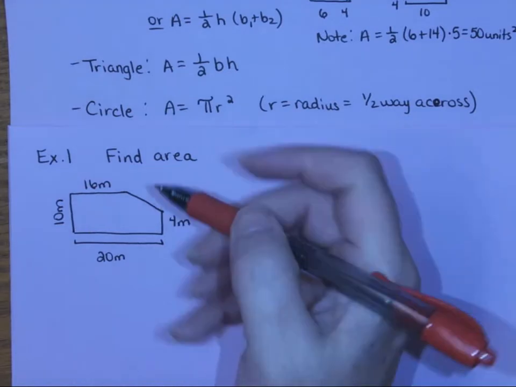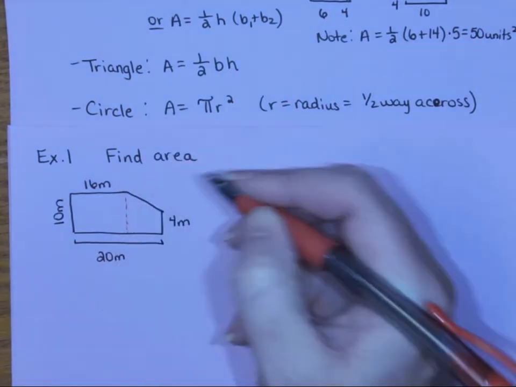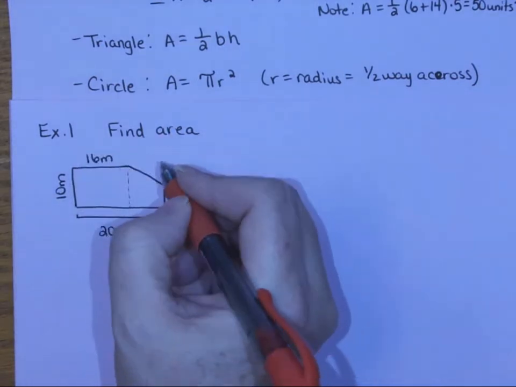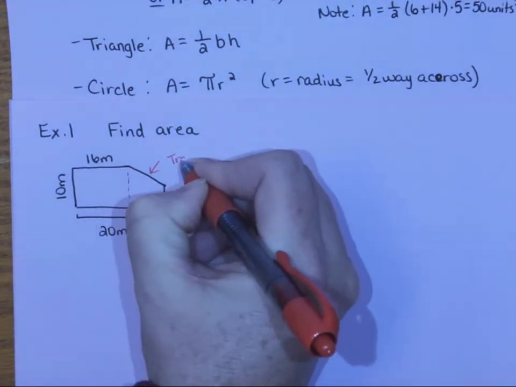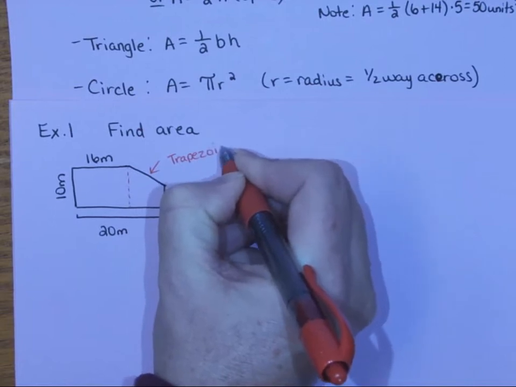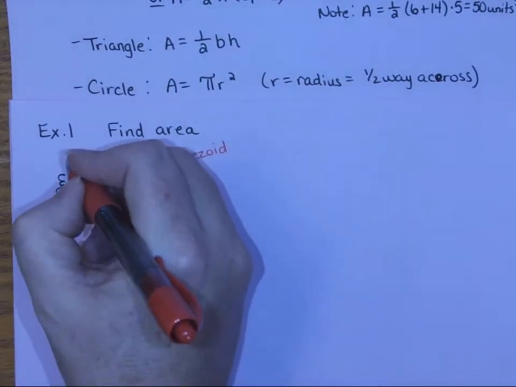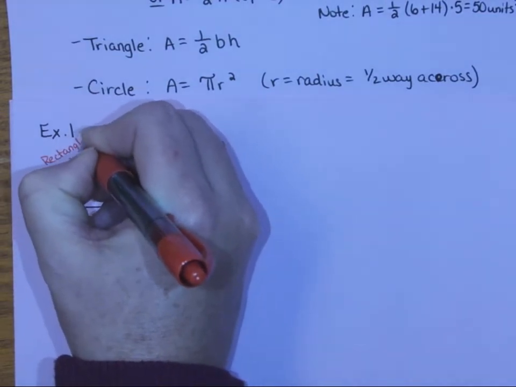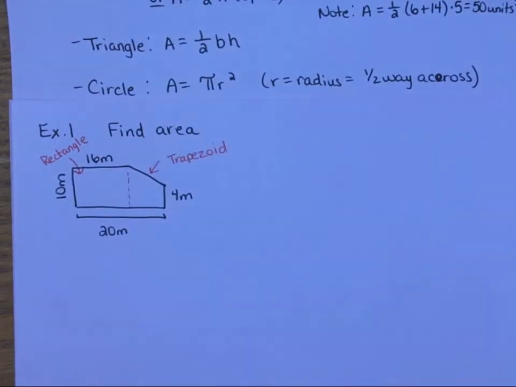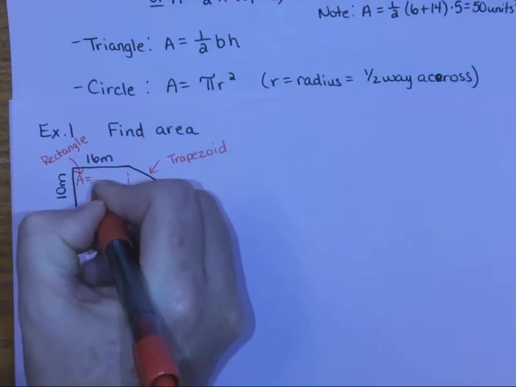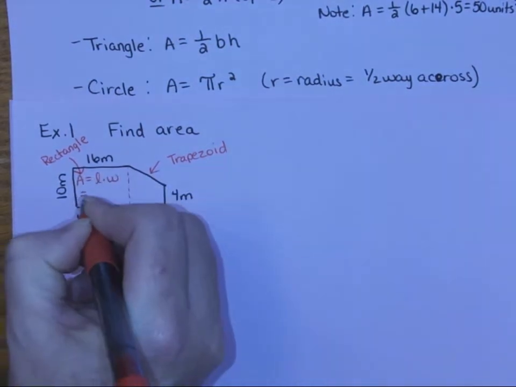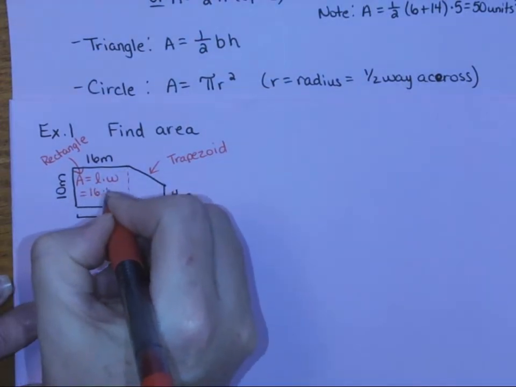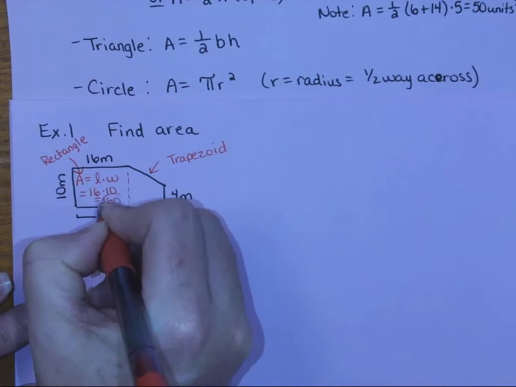So there are many ways you could split up this figure. Always try to split it up into the smallest pieces that you can, or the least number of pieces that you can. Notice that this is a trapezoid turned on its side. It's actually a right trapezoid from your glossary. And this is a rectangle. So the area of a rectangle, we'll start there, is going to be length times width, right? So the area of this rectangle is going to be 16 times 10 or 160.